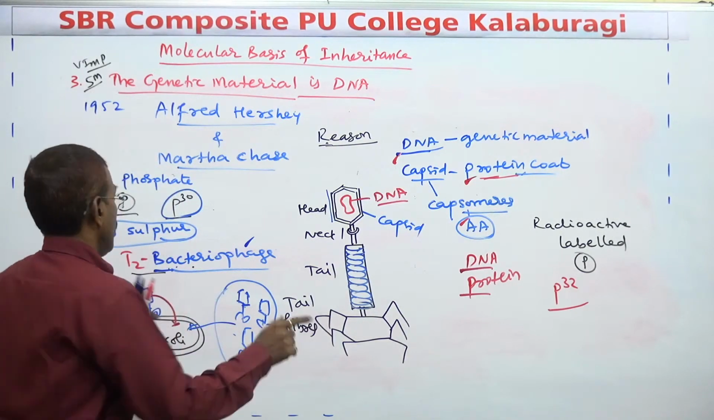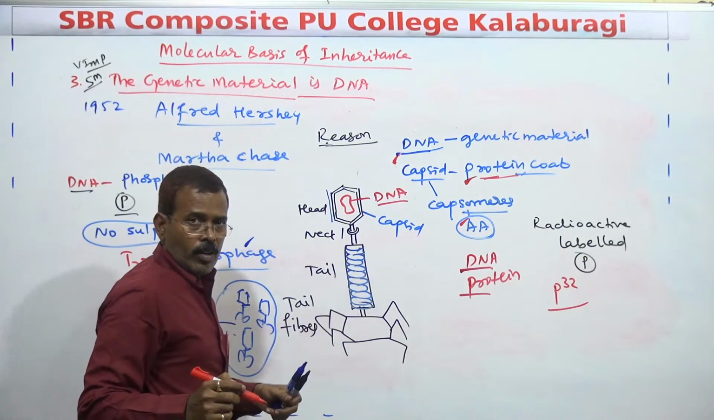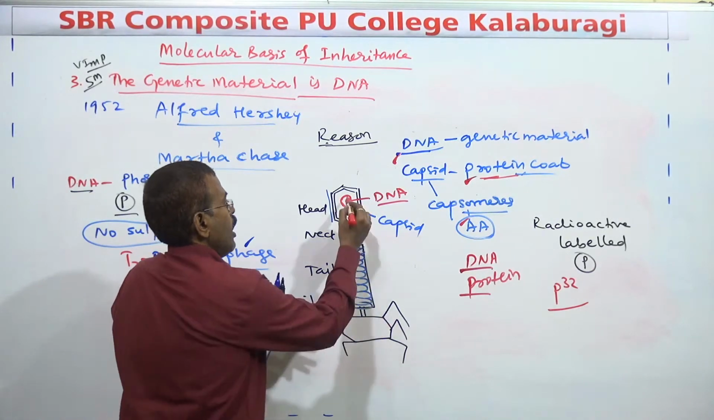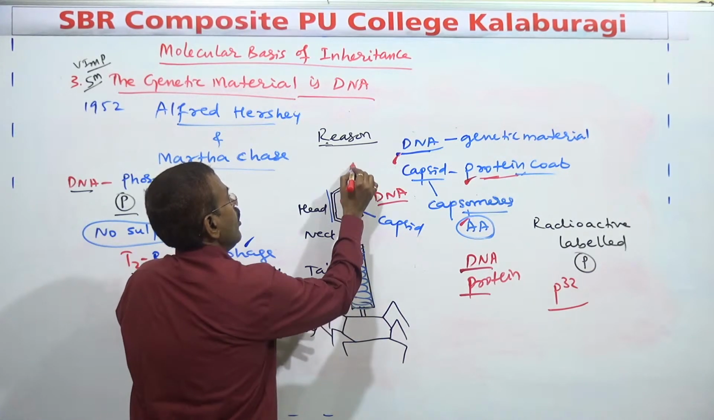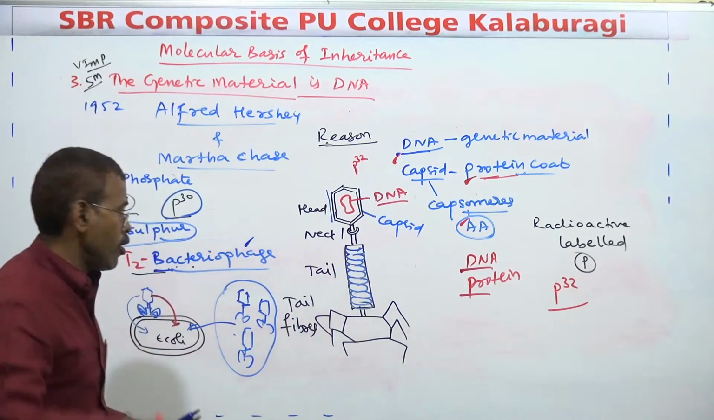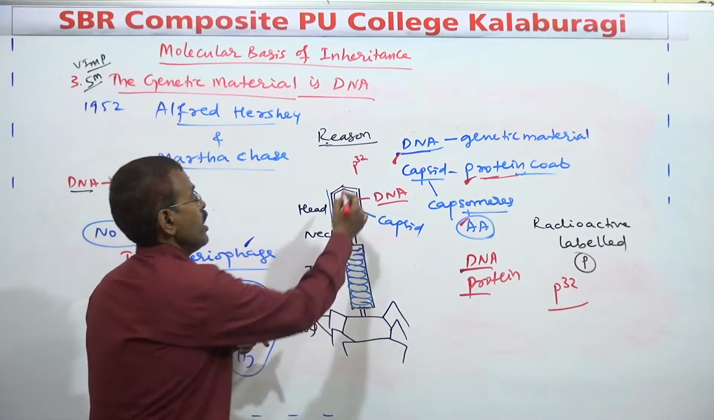So they labeled this DNA. What procedure they carried out to label it, I will tell you. So they labeled this DNA with P32, not normal phosphorus.